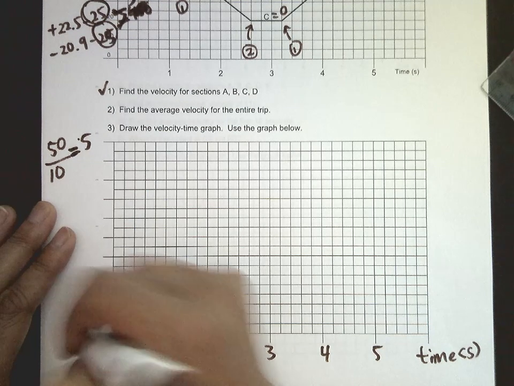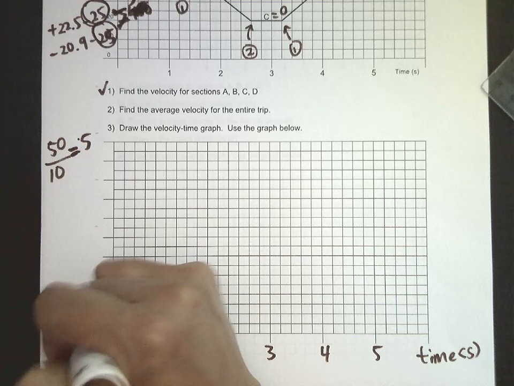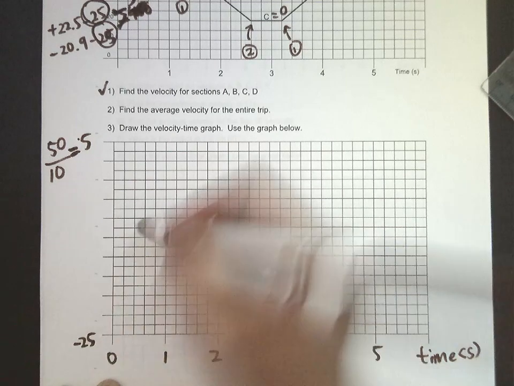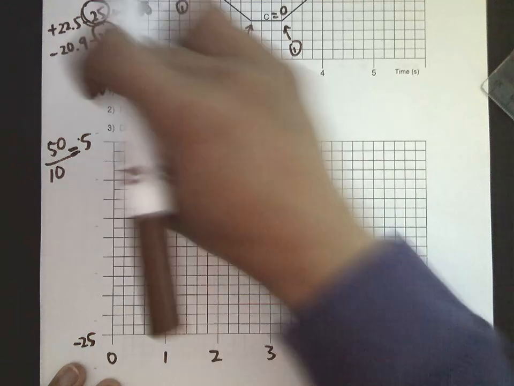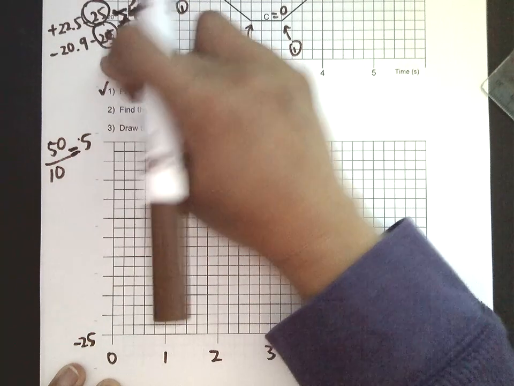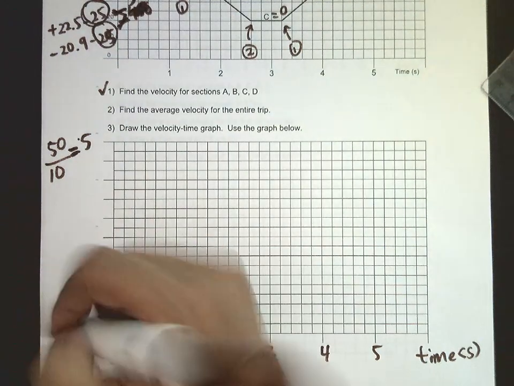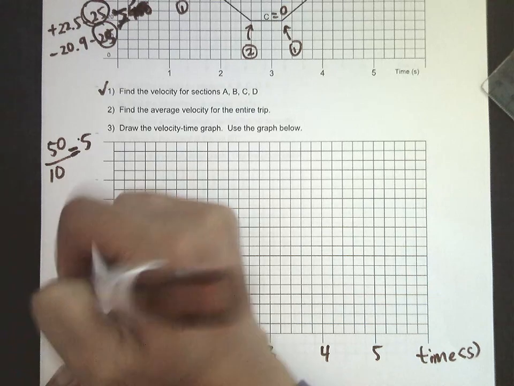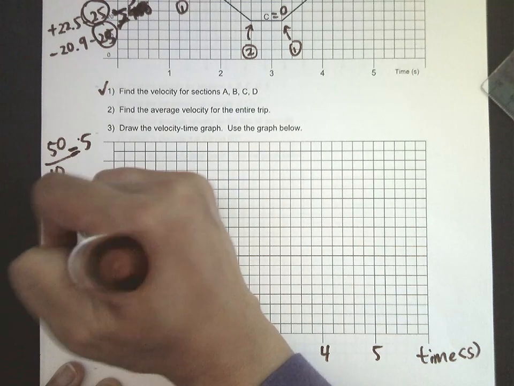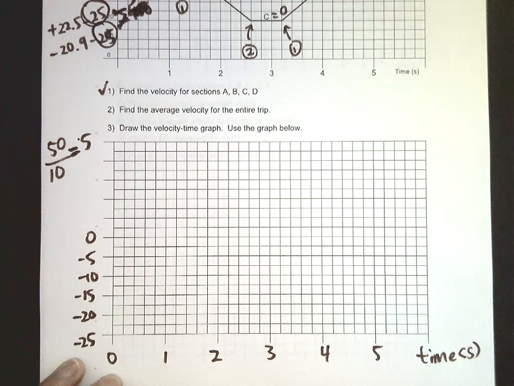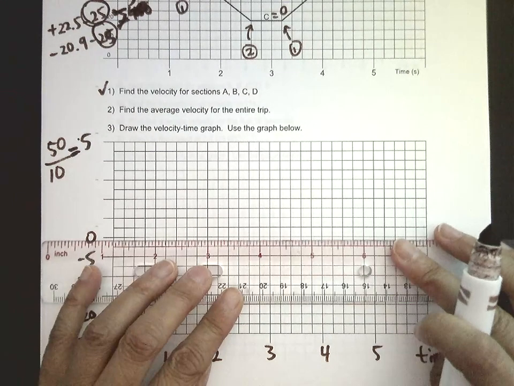So therefore, I can start here at negative 25 and go up by 5s. Notice I have to start at negative 25 because I need to include the negative 20.9 in my graph. Negative 20, negative 15, negative 10, negative 5, 0. So that's my 0 line right here.